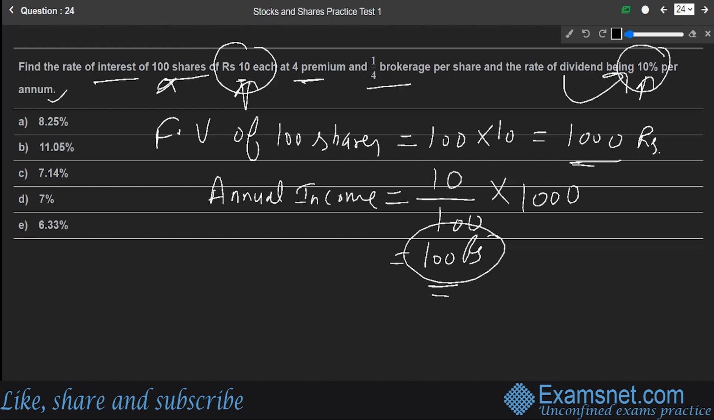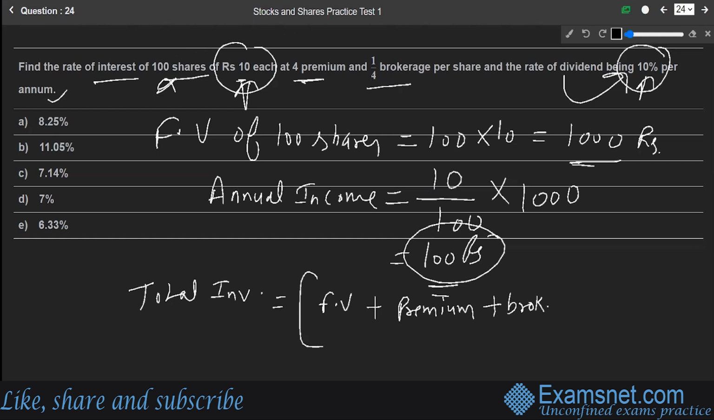Now we are supposed to find out the rate of interest. For that we need to find out the total investment done. That can be found out using a formula. Total investment can be given as face value of each share plus the premium value. Everything is given. If this had been a discount, we would have got minus discount. If this is a premium, we add plus premium and plus the brokerage value, because the brokerage is to be paid to the broker as well, and multiplied by 100. So this will be the total investment.